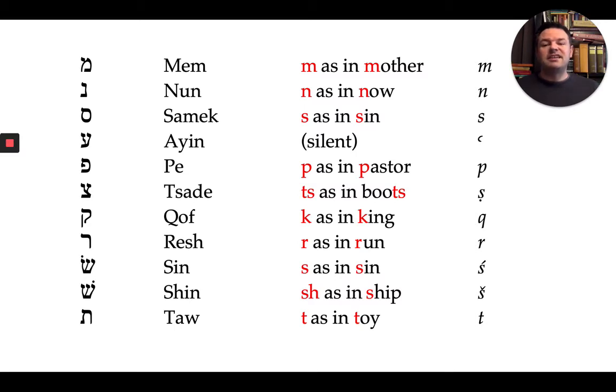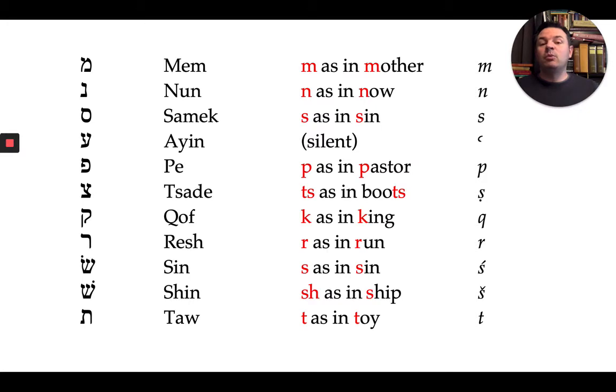So I'm going to say these again, and I want you to repeat them. Mem, Noon, Samech, Ayin, Pei, Tzadeh, Kof, Resh, Sin, Shin, Tav.